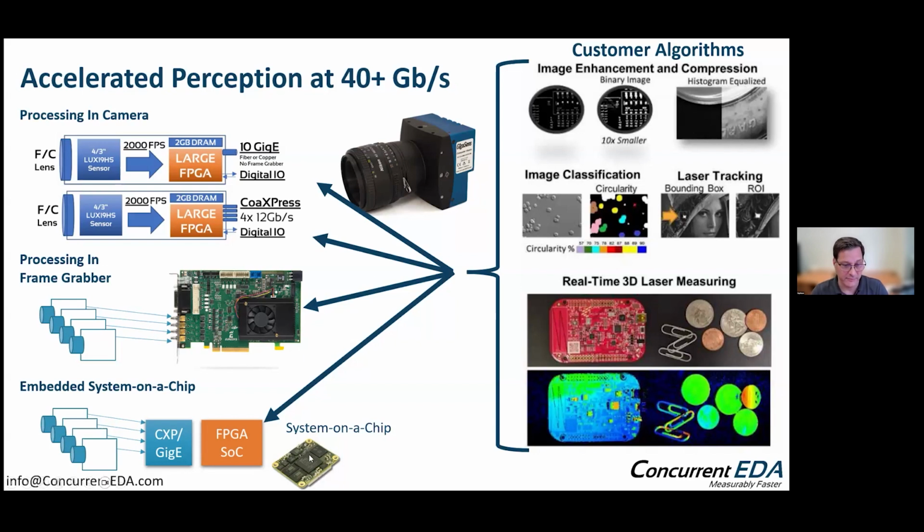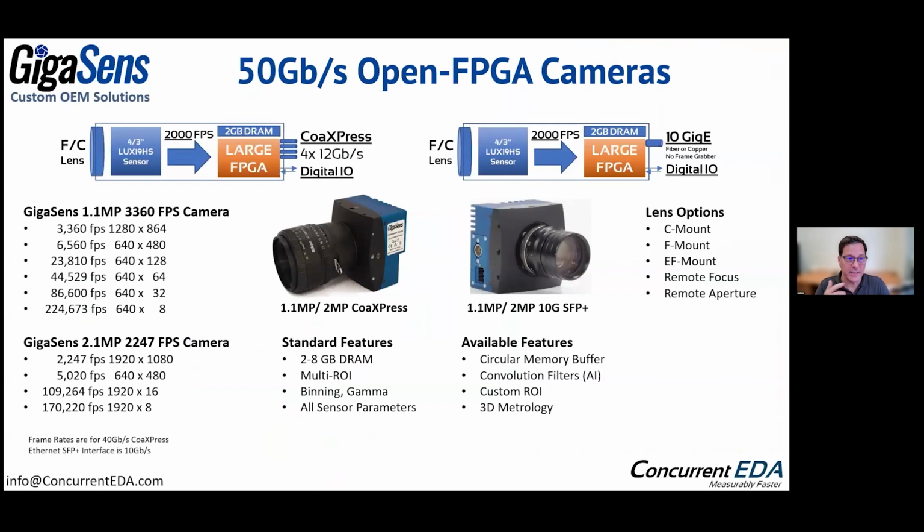Or if you're in an embedded environment, we can put it down into a chip, and then we can embed that as an OEM product for you. Here is the GigaSens camera line. There are only 2 here right now, but we're expanding that. There's a 1.1 megapixel camera and a 2 megapixel.